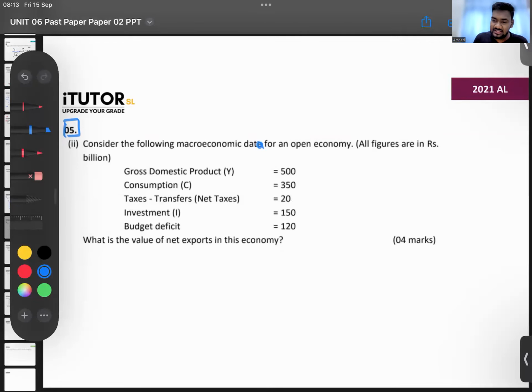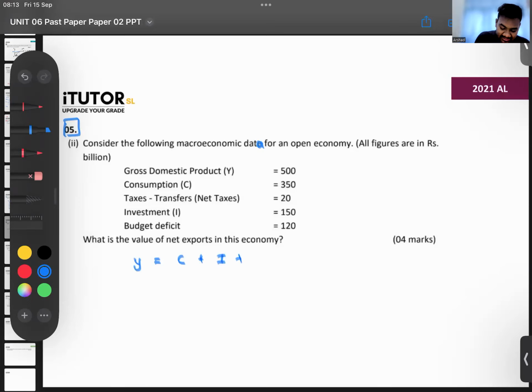So you all can find it. They have given you Y. Y is equal to C plus I plus G plus net exports. Y they have given you as 500. Consumption they have given as 350. Investment they have given as 150. Government spending we don't know, but now with practice we should be able to find it.